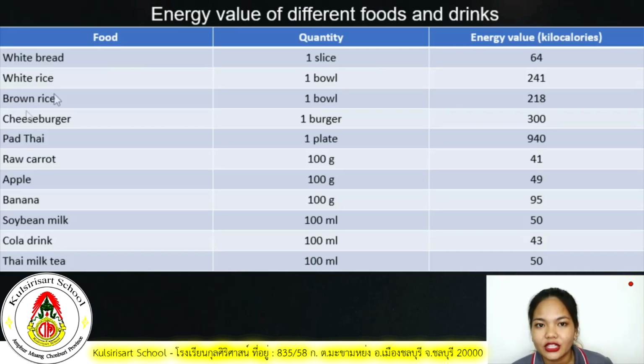So this energy table helps us track the amount of calories that we are consuming per day. For example, this morning you ate 2 slices of white bread, meaning you have 64 kilocalories times 2 because you ate 2 slices. So how much is that? Now, during lunchtime, you ate 1 bowl of white rice. That is already equivalent to 241 kilocalories. If you add up all of the food that you consume in a day, that is when you will get the amount of calories that you've eaten, okay?